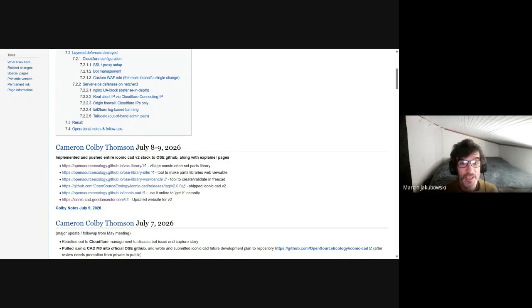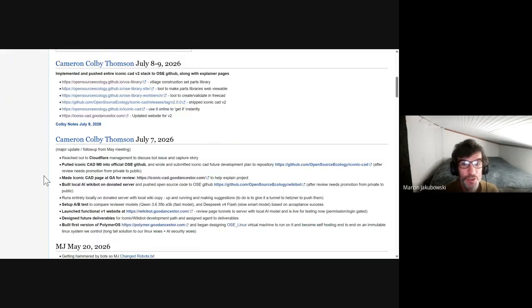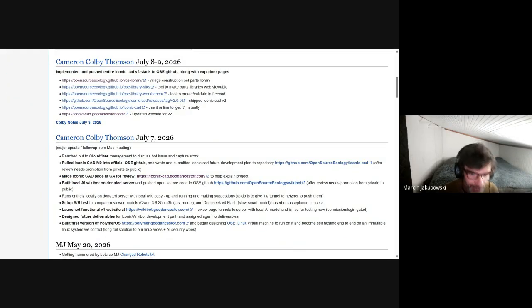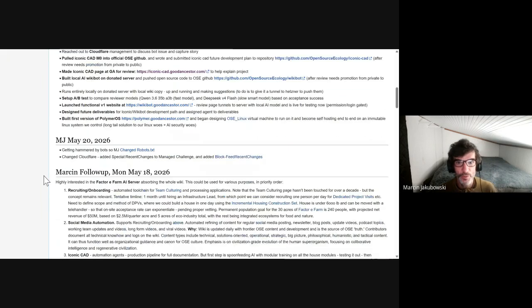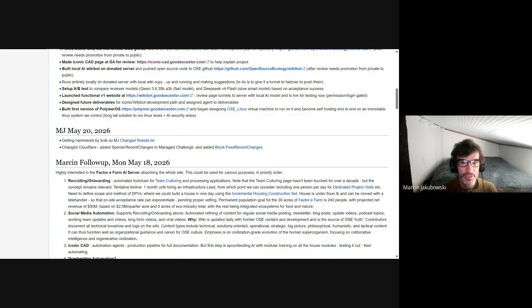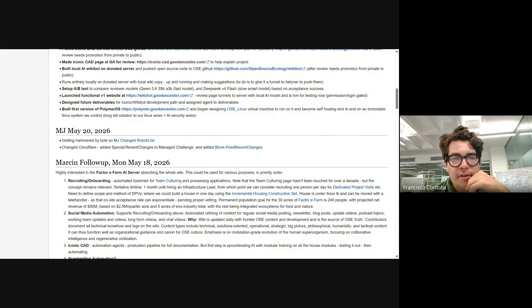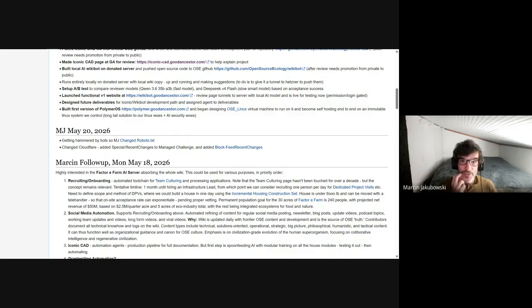So he's actually working on the AI server that has all the wiki, and we can automate some of this kind of stuff. So, an AI server for Open Source Ecology, using like a $5,000 CPU. How is that going? Good. I mean, he's like halfway through it. He's setting it all up.